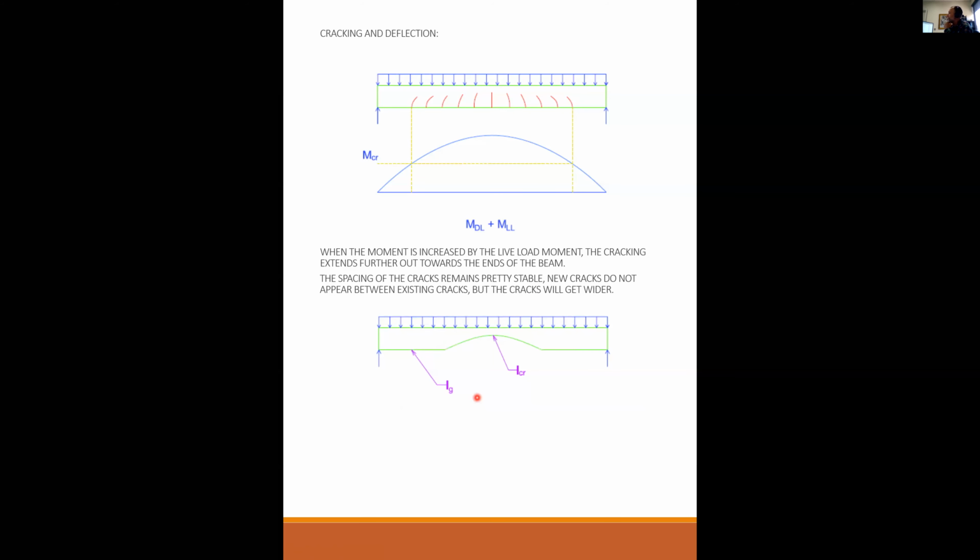So from this slide, this is kind of what the beam feels like under dead load only, to this slide, which is how the beam reacts under dead load and live load together. More of the section has been removed in terms of how the beam behaves.